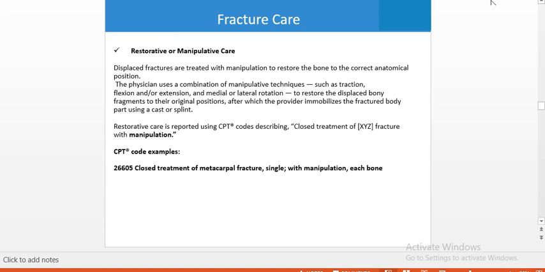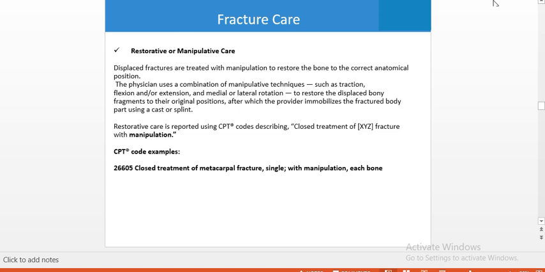So basically, first the physician will do manipulation, like using manual pressure. He will restore the proper anatomical position. Then he will use the cast or splint. So how do we know? Based on the code itself, we need to know. If it is restorative treatment, the code description should be closed treatment of ankle fracture with manipulation. Otherwise, closed treatment of metacarpal fracture, single, with manipulation, each bone.